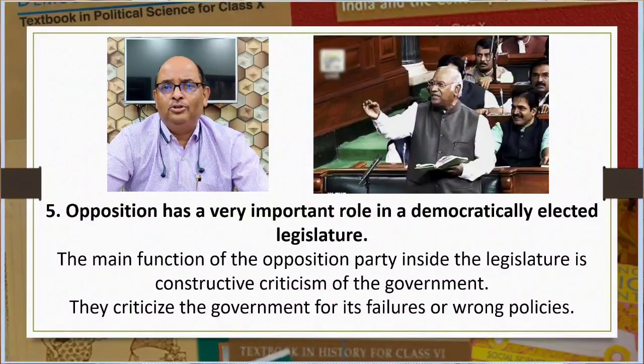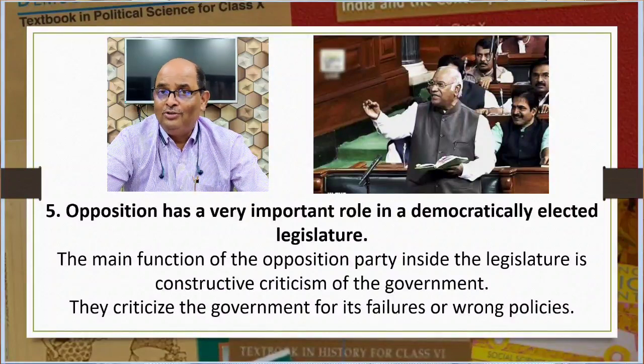Opposition has a very important role in a democratically elected legislature. Those political parties who do not get enough numbers in the elections to form the government play the role of opposition to the parties in power. The main function of the opposition party inside the legislature is constructive criticism of the government. They criticize the government for its failures or wrong policies. They put restrictions on arbitrariness of ruling party. Thus, they check the government from assuming dictatorial powers.